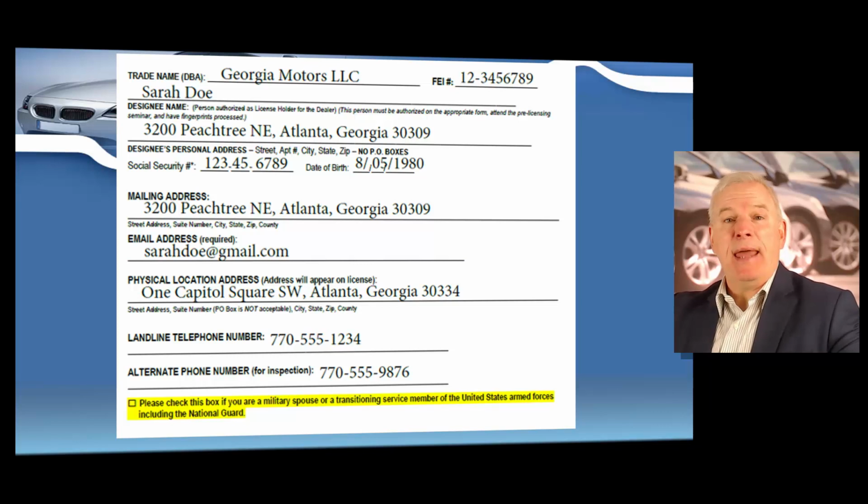Next, enter your landline telephone at your dealership. And remember, this number cannot be a cell phone or a voice over internet protocol phone. That's that VoIP. Those are not allowed. It has to be a landline. Then enter an alternative phone number to be contacted for your lot inspection. This could be, say, for example, maybe your personal cell phone. Then check whether or not you are a military spouse or a transitioning member of the military.